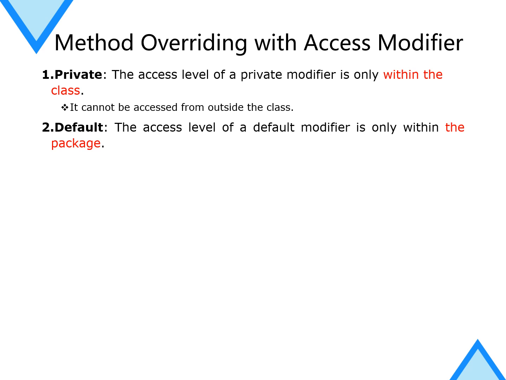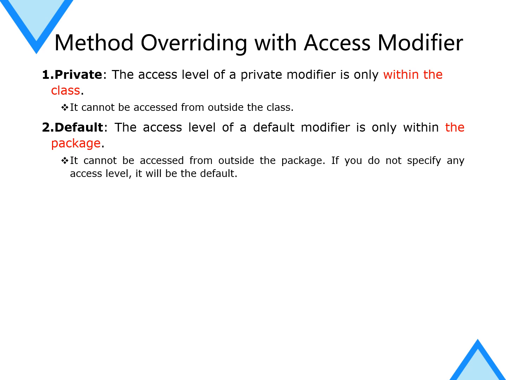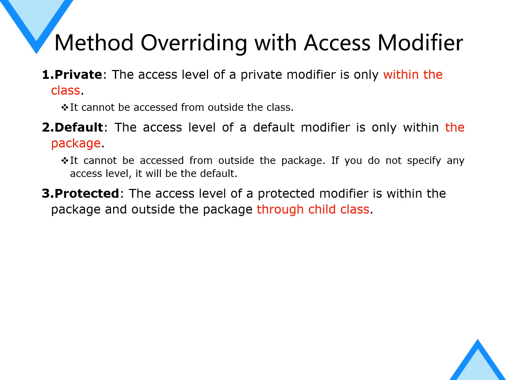Now we have another type, default. The access level of the default modifier is only within the package. Default means using nothing, not private, protected or public. If you use nothing as the access modifier, then it takes the default access modifier, and default is also very restricted. It can only be accessed within the package and cannot be accessed outside the package. If you do not specify any access level, it will be the default level. If you want to allow the child class to access the data members and member functions, then you must keep the access modifier as protected.